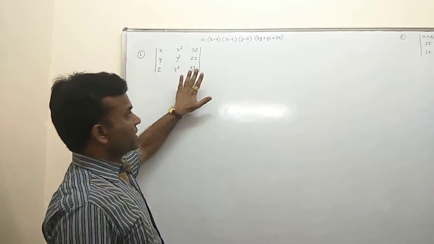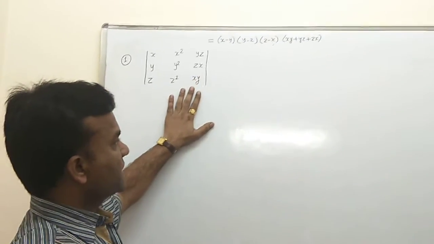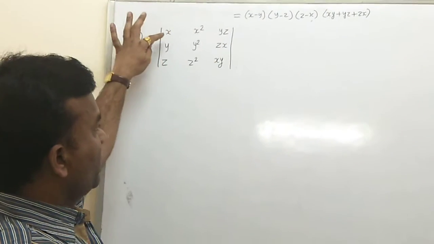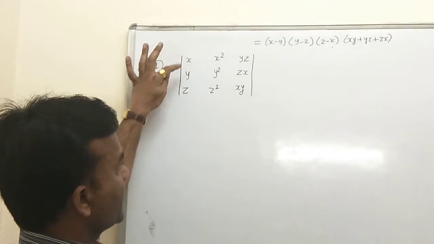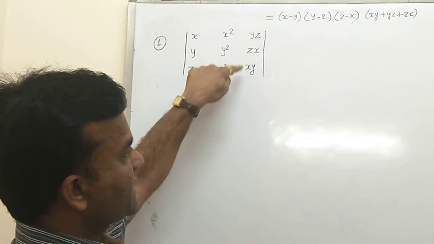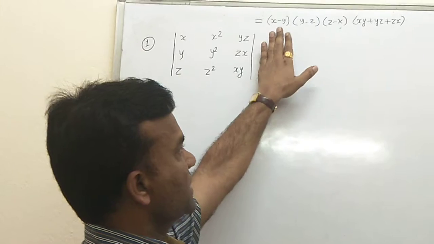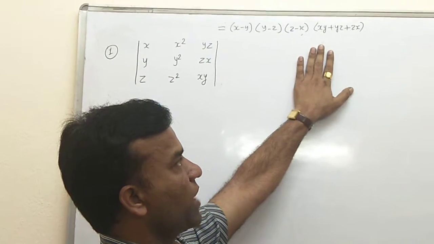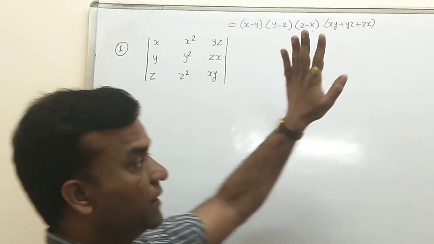Prove that you have the determinant on the left hand side, and on the right hand side you have the answer. Column wise they have the elements x, y, z; x square, y square, z square; yz, zx, xy, and as the resultant term, x minus y, y minus z, z minus x, times xy plus yz plus zx.